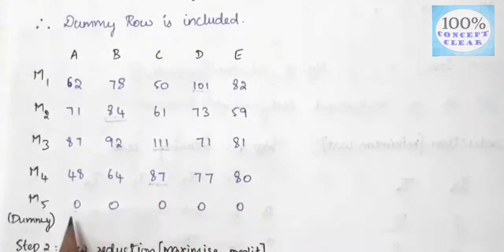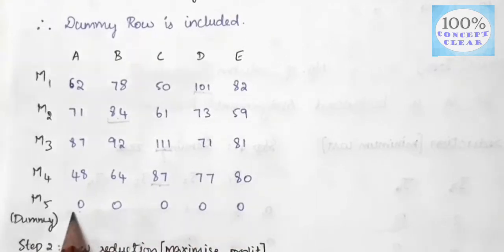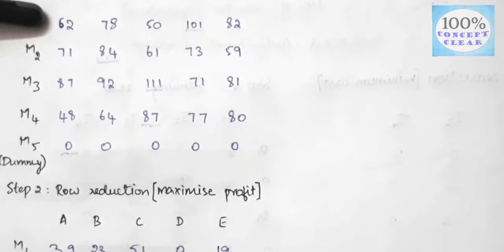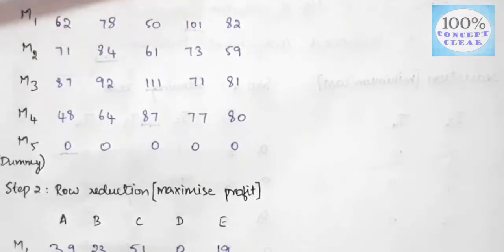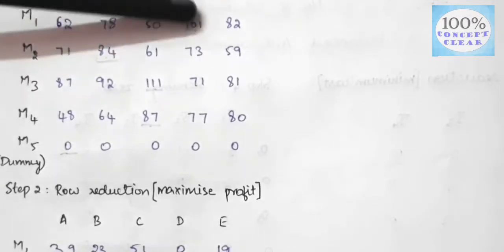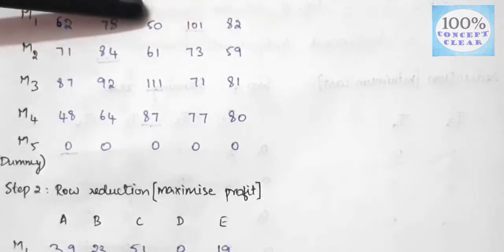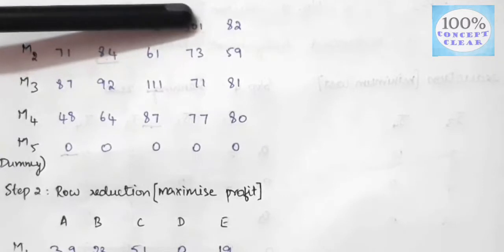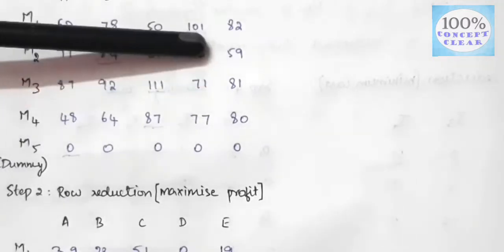And in the fifth row, all are 0, we can choose any one. So see in the first row, 101 minus 62 is 39, and 101 minus 78 is 23, and 101 minus 50 is 51, and 101 minus 101 is 0, and 101 minus 82 is 19.